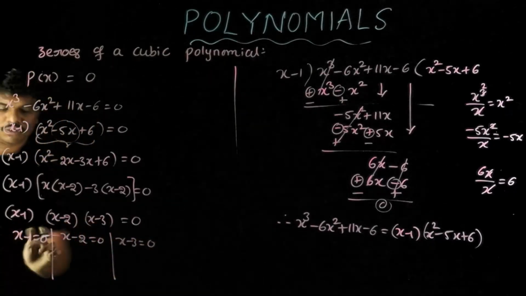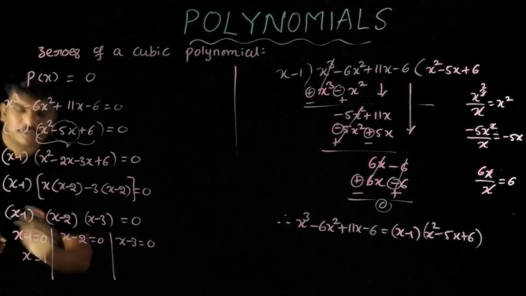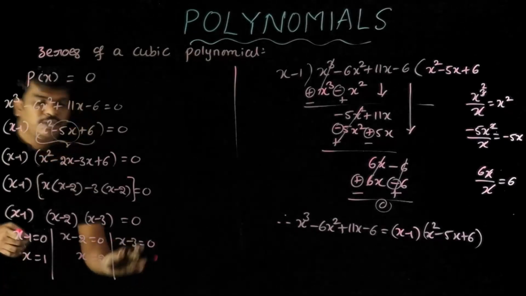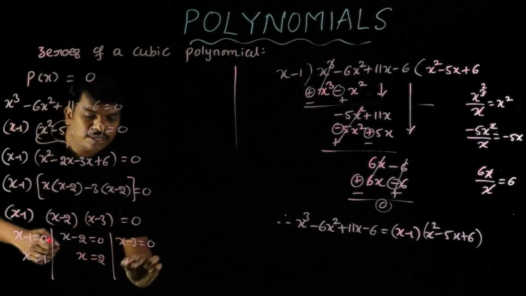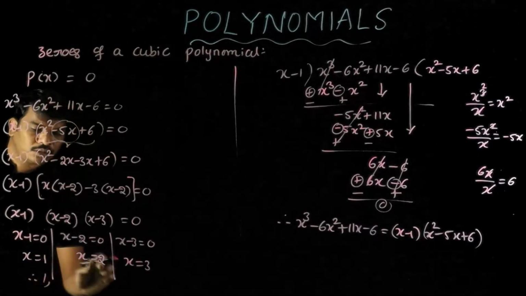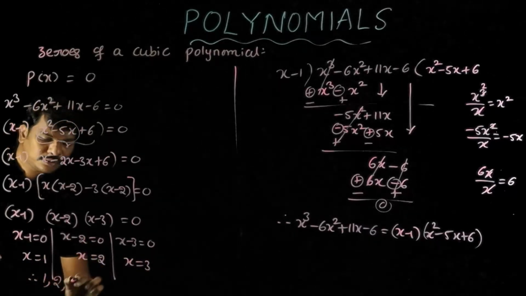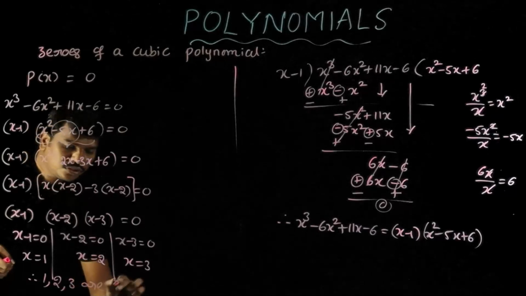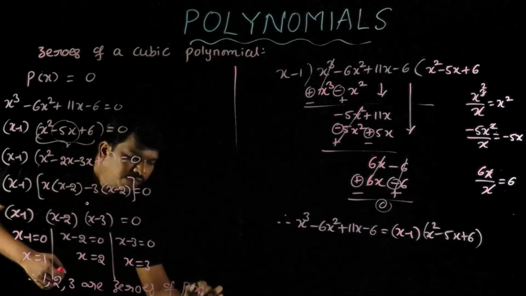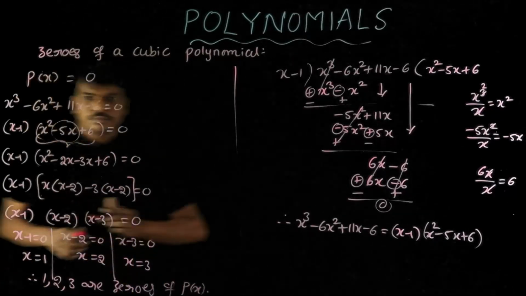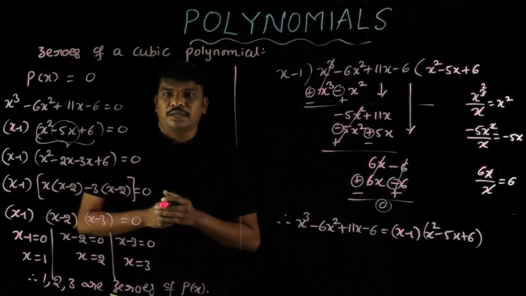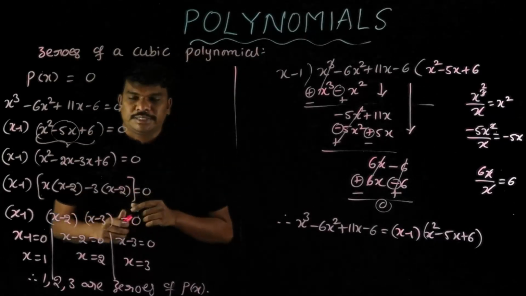If x minus 1 is equal to 0, then x is equal to 1. If x minus 2 is equal to 0, then x is equal to 2. If x minus 3 is equal to 0, then x is equal to 3. Therefore, 1, 2 and 3 are called zeros of the given polynomial p of x. This is the way to find the zeros of the polynomial for a cubic polynomial.